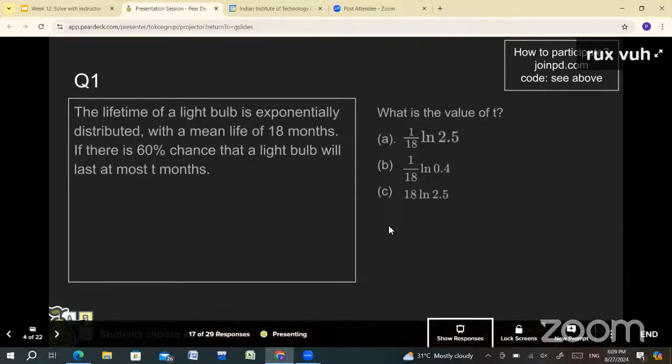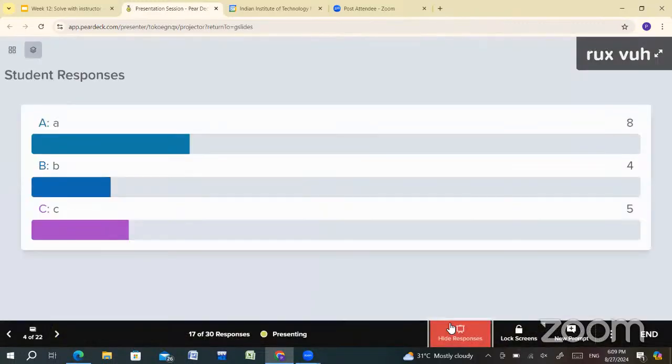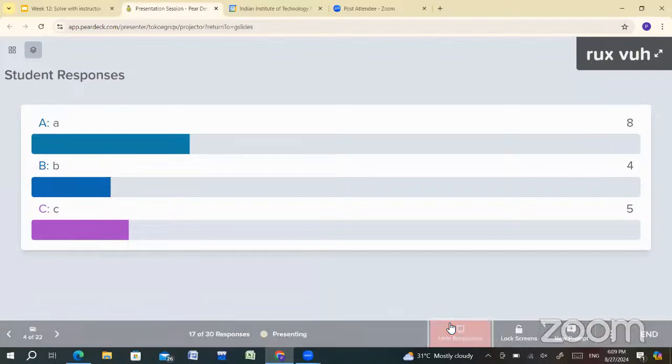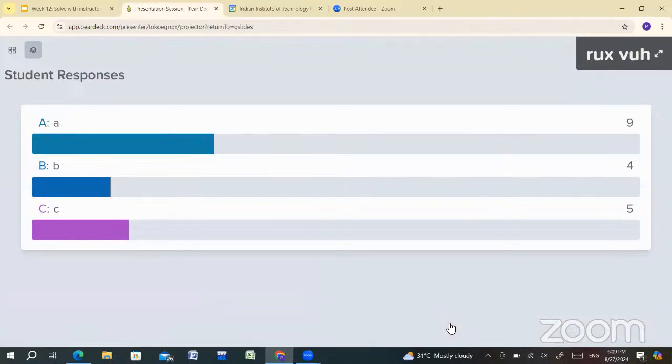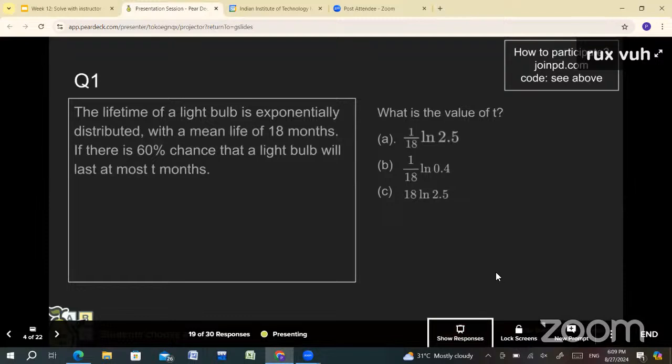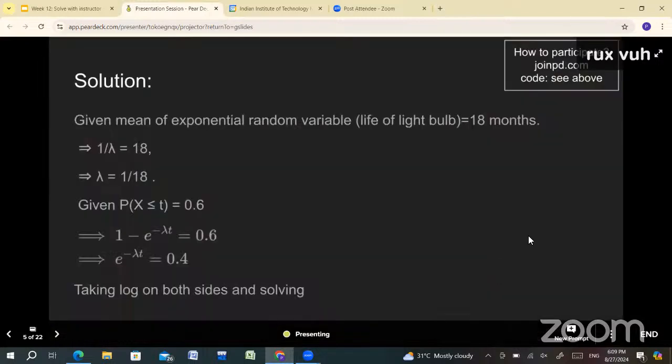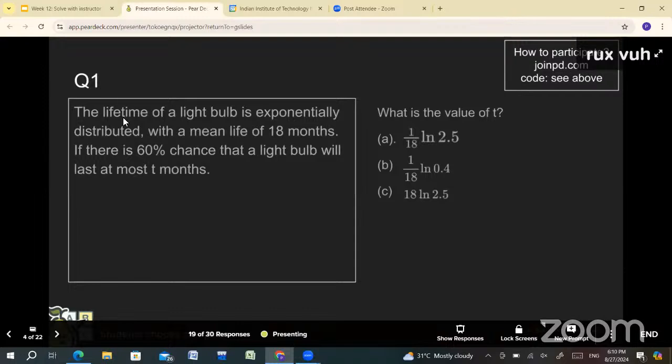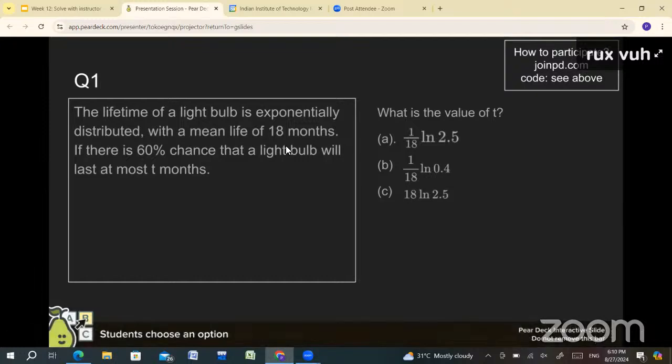Have you all done? So 8 of you have given answer A, and only 5 have answered C. Okay, let us see the solution. In the question, it is saying that the lifetime of a light bulb is exponentially distributed with a mean life of 18 months. Now tell me, what is the mean for exponential distribution? 1 by lambda.